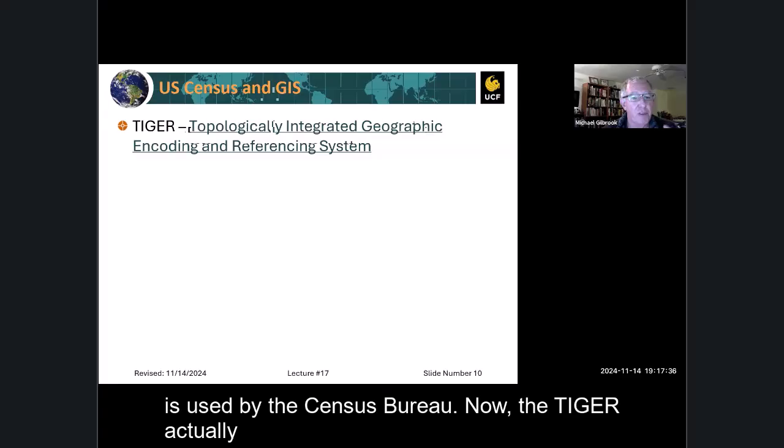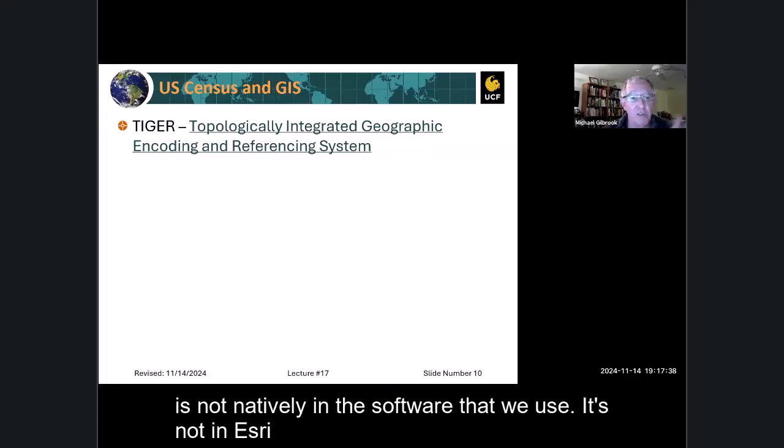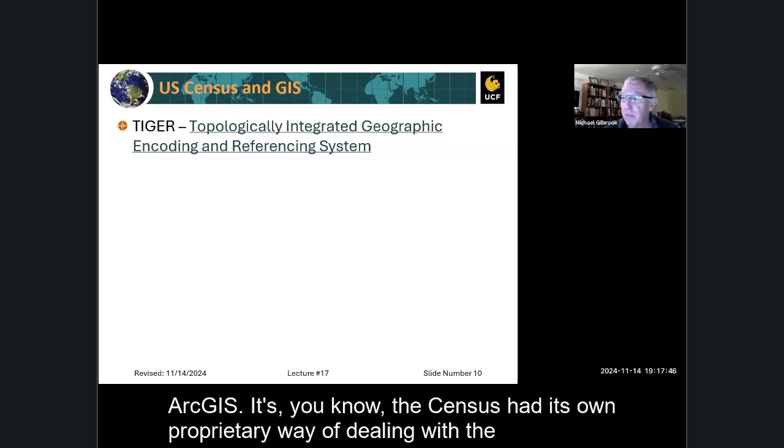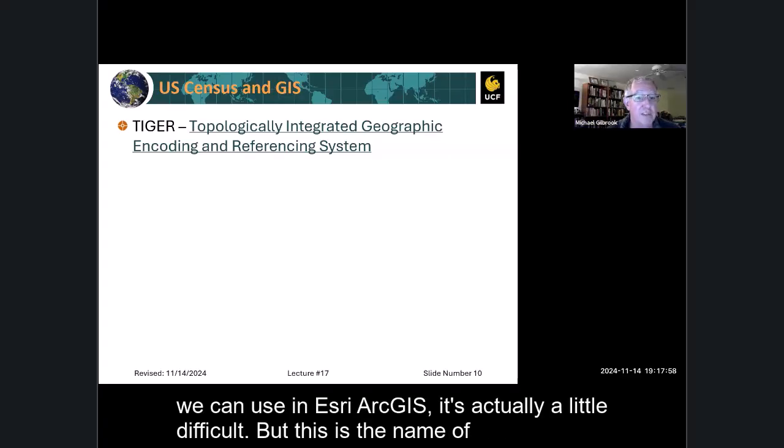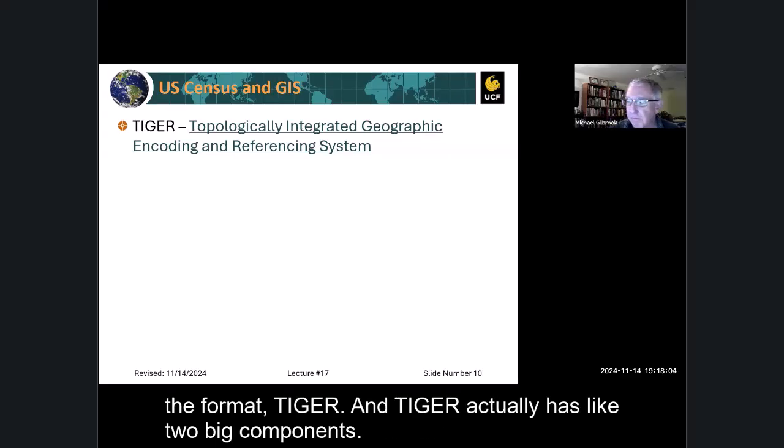Now, the Tiger actually is not natively in the software that we use. It's not in Esri ArcGIS. The census had its own proprietary way of dealing with the data. So in order to get data out from the Census Bureau into a format that we can use in Esri ArcGIS is actually a little difficult. But this is the name of the format, Tiger.